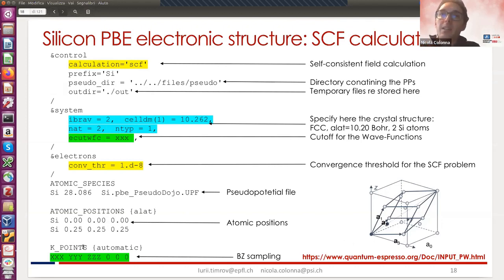And last, another important convergence parameter is the sampling of the Brillouin zone. As I was discussing, you need to find the proper value to put here. Essentially, this would give you a regular mesh on how to sample the Brillouin zone of the system. So you need to specify how many points you want to have in this regular grid to sample the Brillouin zone.